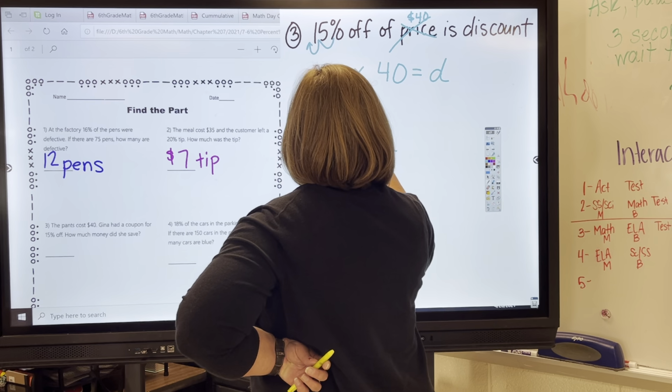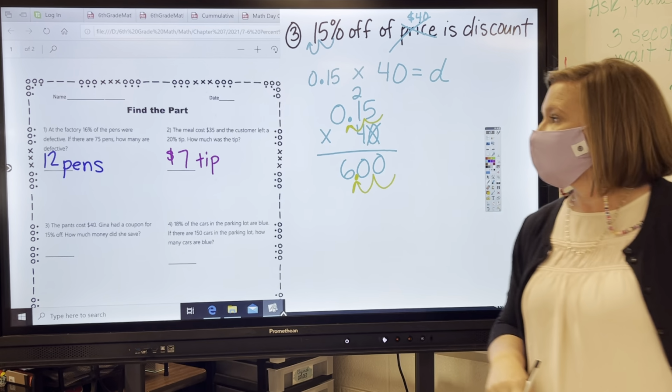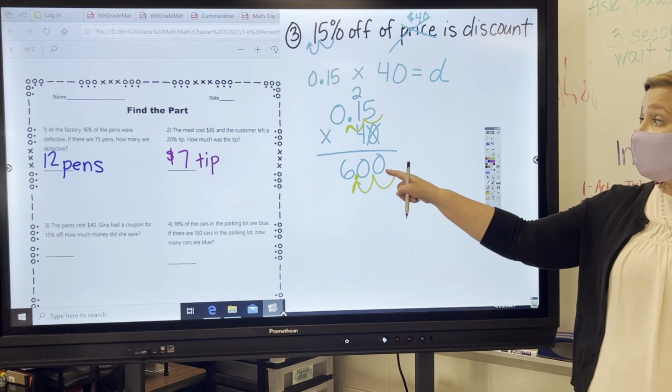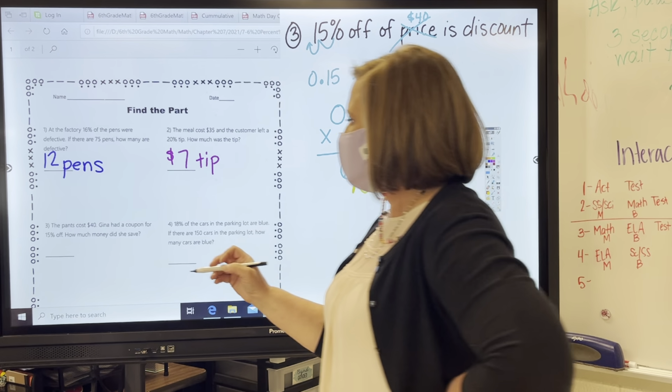So I have 2 numbers behind the decimal. You have to count your number of numbers behind the decimal and move. That's how many numbers you need behind the decimal in your answer. So how much is the discount? $6.